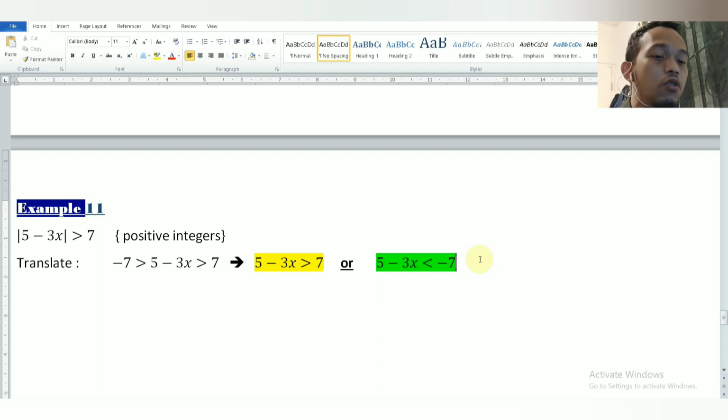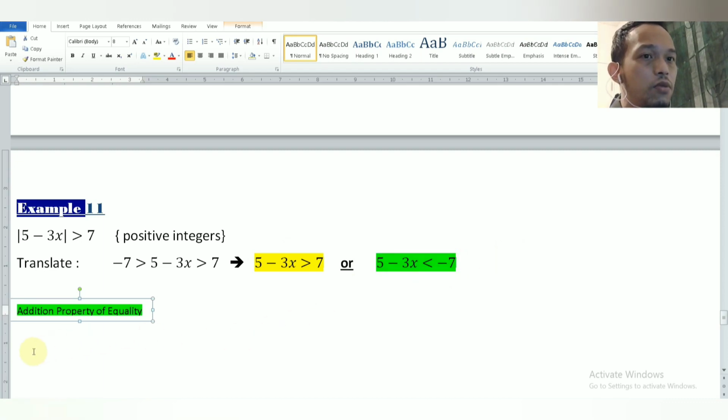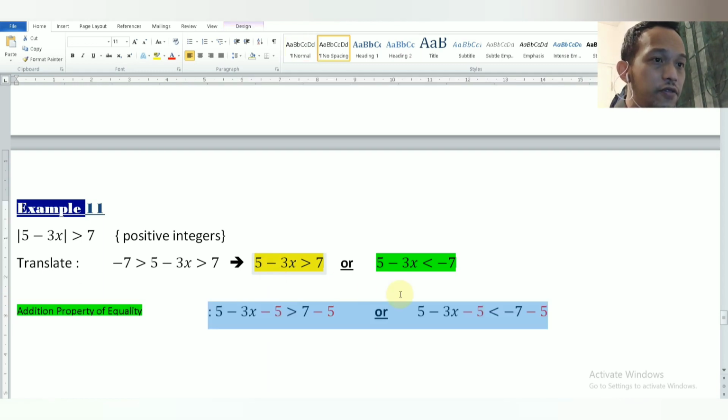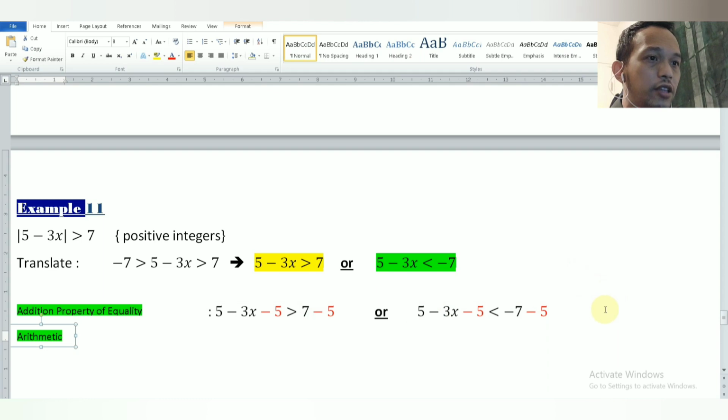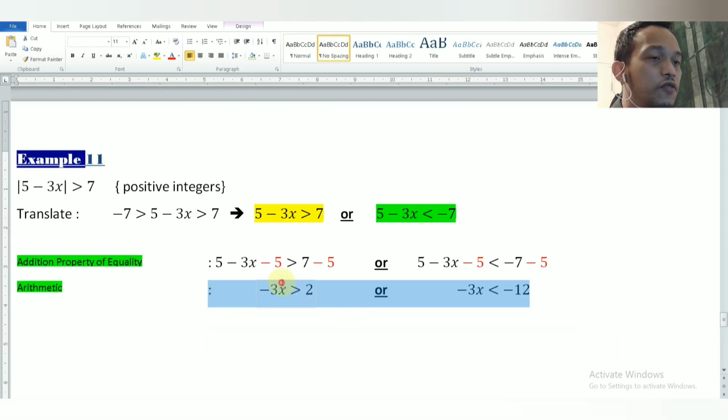So now let's isolate x for both cases, this one and this one. Let's do the same thing, the addition property of equality. So I will just subtract 5 from both sides. Yes, you apply it to all. Then let's do the arithmetic. In the end, for the first case, negative 3x is greater than 2, and negative 3x is less than negative 12.